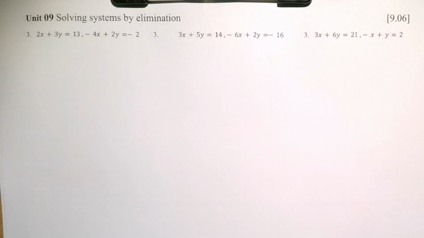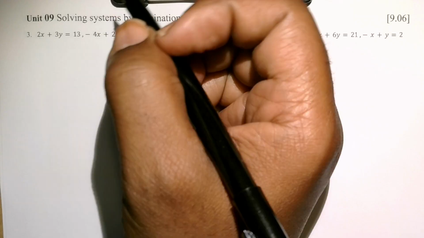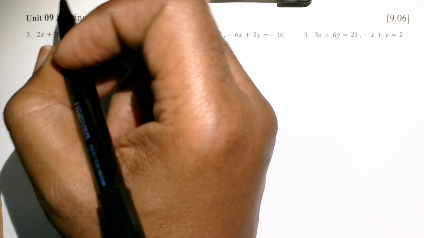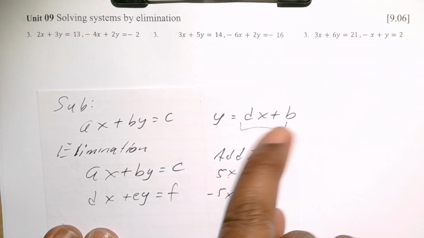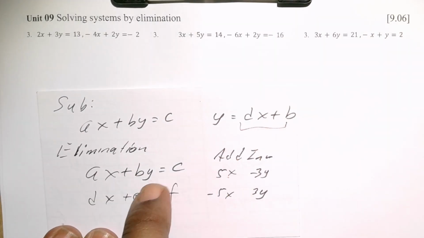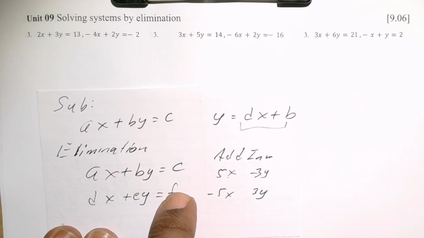We're going to be solving this system of two equations by elimination. And for elimination, well, remember substitution, you want isolation. But for elimination, you want the same form. So same order: x, y, and then a constant. And then you want additive inverses.